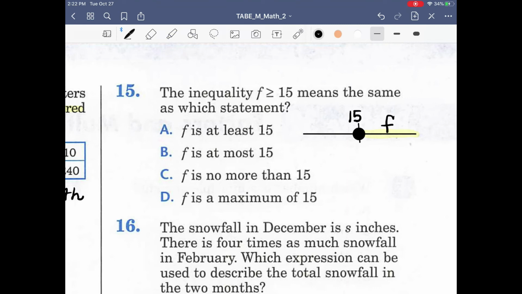F is at least 15. F is at most 15. F is no more than 15. Or F is a maximum of 15. A is saying the same thing. F is 15 or more. It is at least 15.